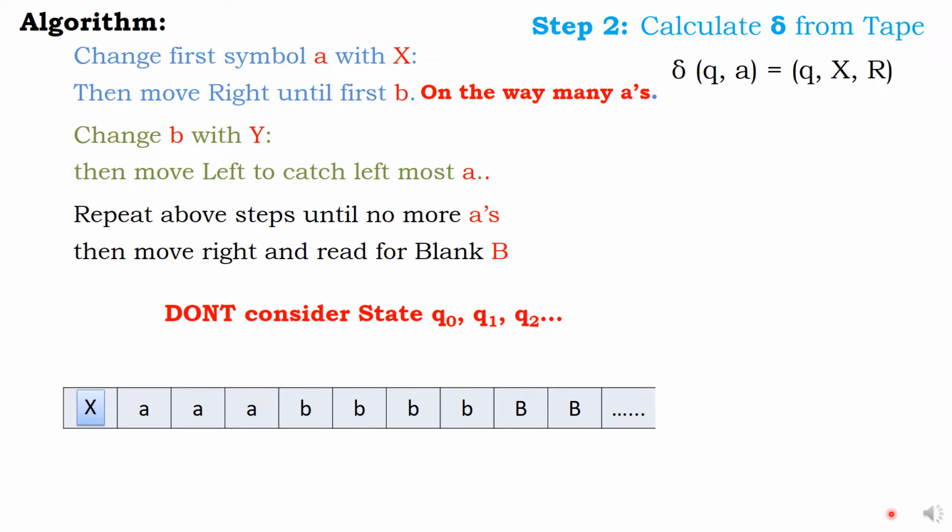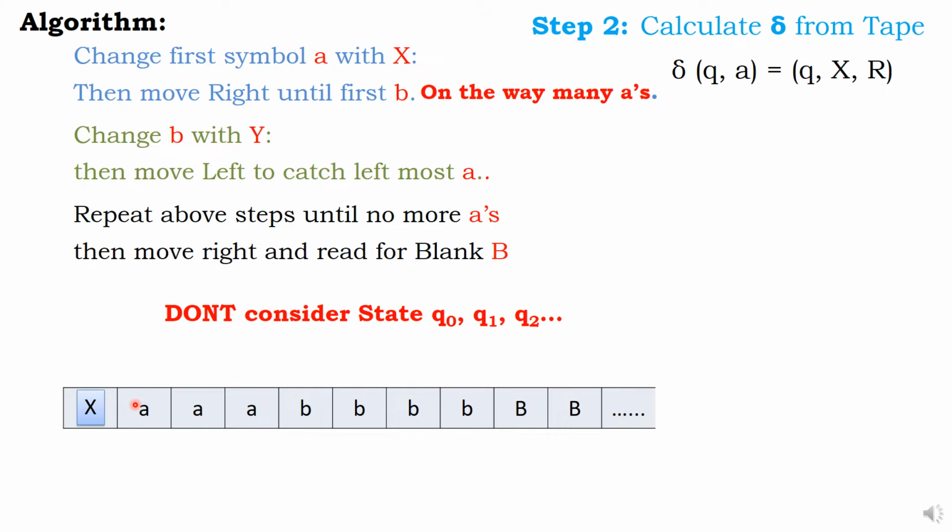Next, when I move from a replaced by x, when I go up to b, my aim is to replace b by y. When I move from this particular a up to this b, on the way many a's are there. When I put this capital R, it will go to here, again it will go to here. What should I do? Don't do anything.